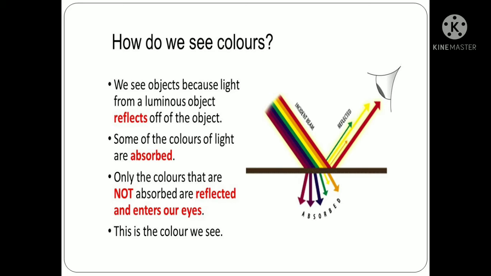VIBGYOR means violet, indigo, blue, green, yellow, orange, and red. So these are the colors. I think you have understood that whatever object you see, it will absorb all the colors except the color which it is, and that color will be reflected to our eye and we can see it.